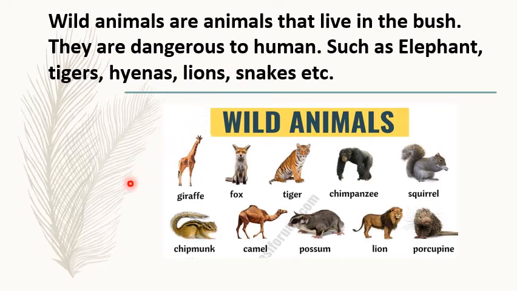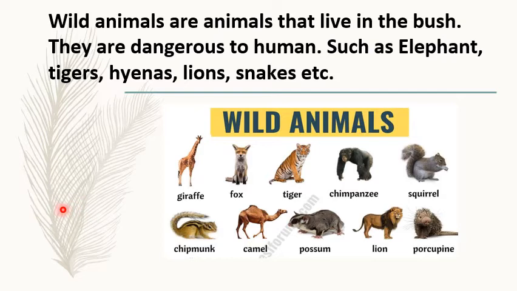Now let's look at some common wild animals we have on the picture here. Giraffe. Yes, if you go to zoo, you could see them. Fox, tiger, chimpanzee, squirrel, chipmunk, camel, possum, lion, porcupine. Yes, these are wild animals. The last time we visited the zoo, we saw a giant lion, but we don't have lion here. I'm trying to remind you that lion is also a wild animal. It is in the list of the wild animals.